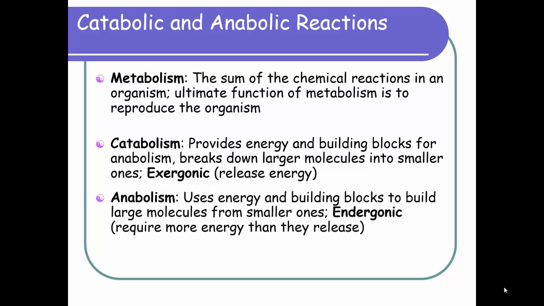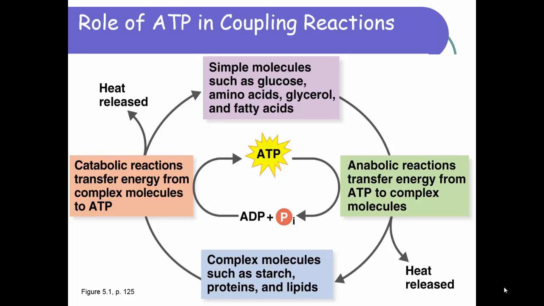The other metabolic reaction is anabolism. This uses energy and building blocks to build large molecules from smaller ones. Anabolic reactions are endergonic, meaning they require more energy than they release. The role of ATP in catabolic and anabolic reactions is shown here.